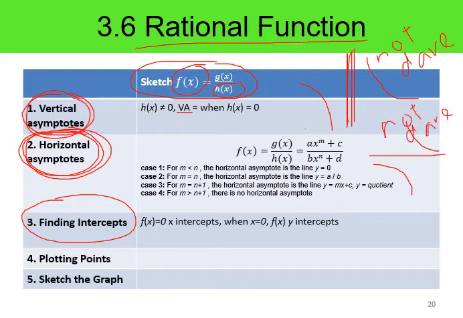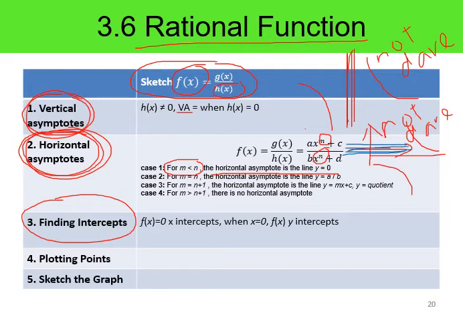How can we find the horizontal asymptotes? It's more complicated because it depends on the case. Let's say for case 1, when our degree m is smaller than the degree n here, the horizontal asymptote line is y equals 0. Okay, y equals 0 is this line. I use the blue color. Okay, this line, y equals 0.